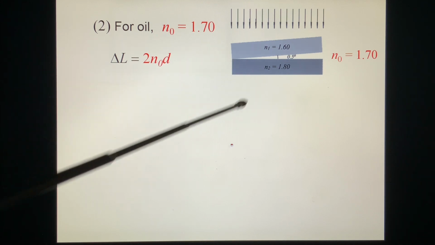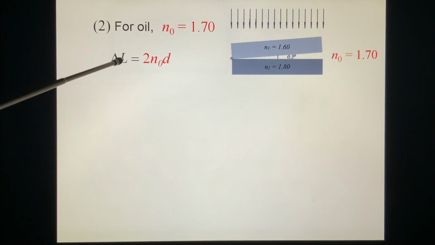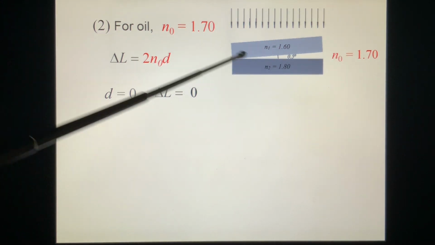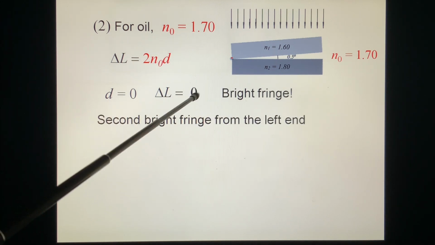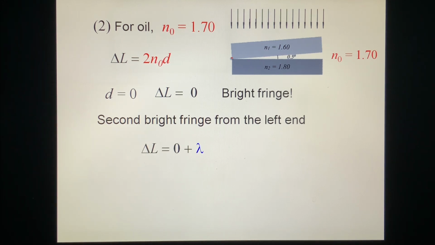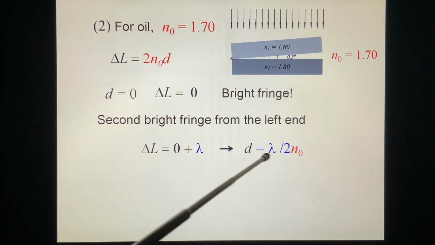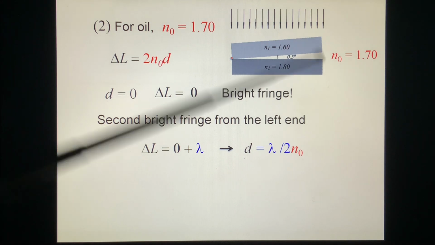And we look at this contact point, where d equals 0. We put the delta L difference, delta L equals 0. So in this case, if we put oil, at this edge we see the bright fringe. And the second bright fringe has delta L equal to lambda. We put this in, we get lambda, so d equals lambda over 2n. All right, you get a d.